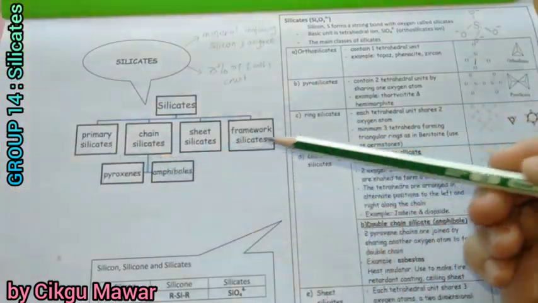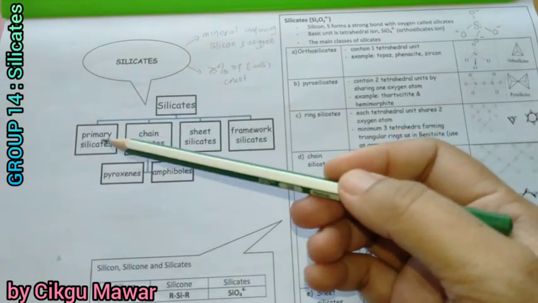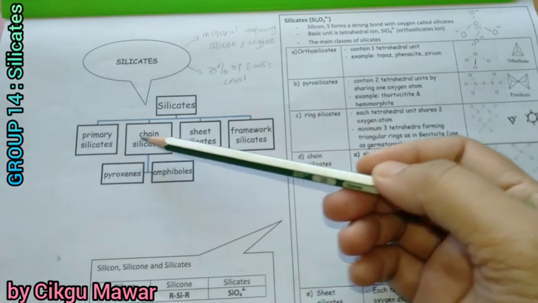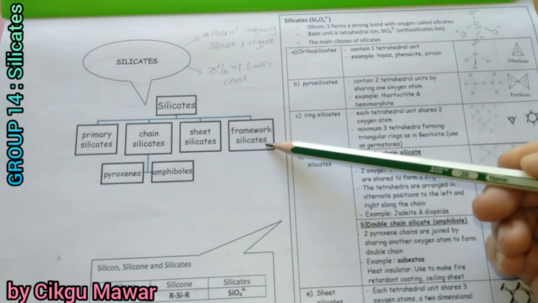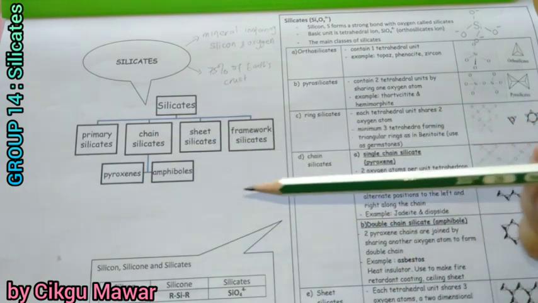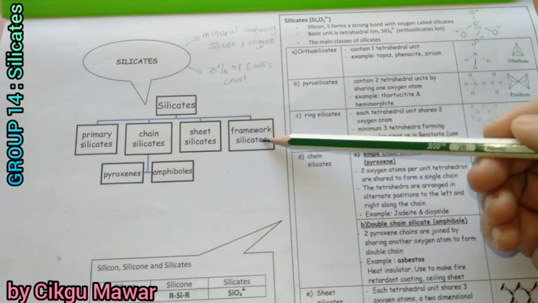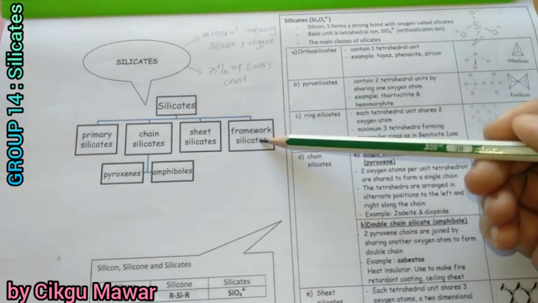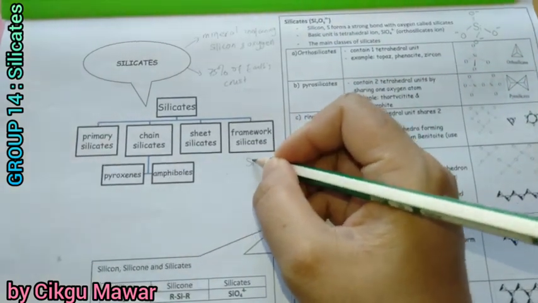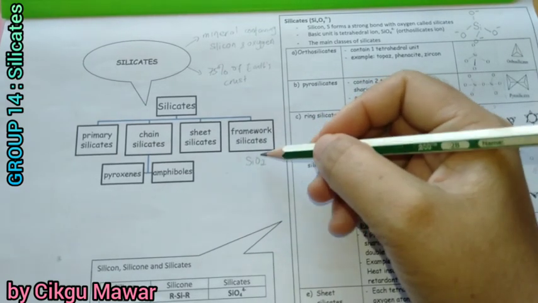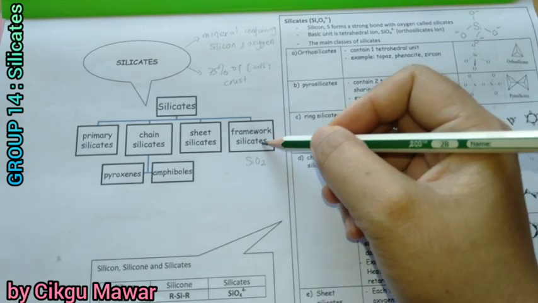Here are the classes of silicates for our syllabus: silicates are divided into primary silicates, chain silicates, sheet silicates, and framework silicates. The most common one that you already learned before is the framework silicate, which is a giant molecular structure, SiO2, which is silicon dioxide. So silicon dioxide is a framework silicate.